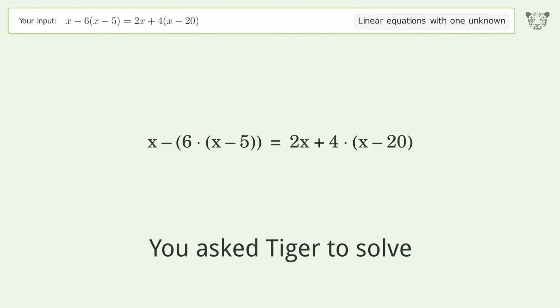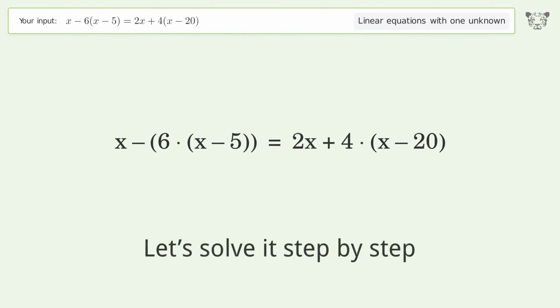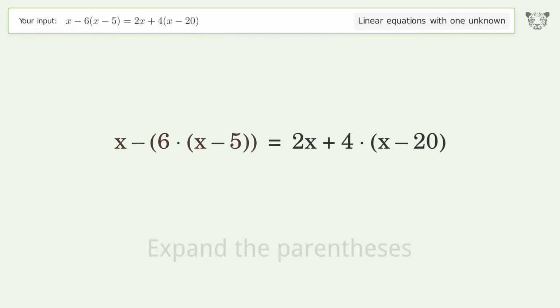You ask Tiger to solve this. This deals with linear equations with one unknown. The final result is x equals 10. Let's solve it step by step. Simplify the expression. Expand the parentheses.